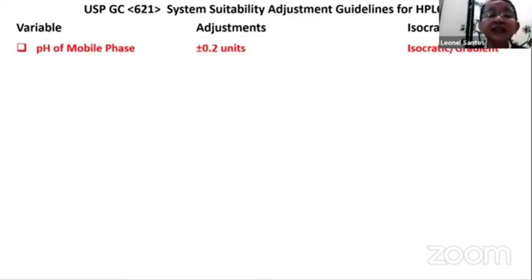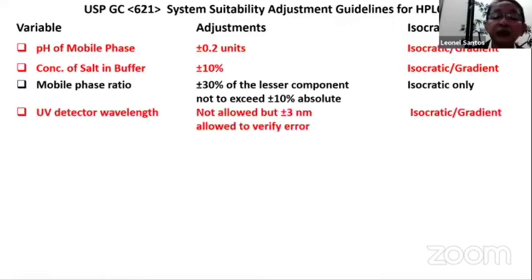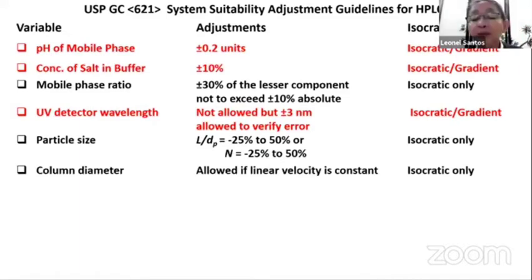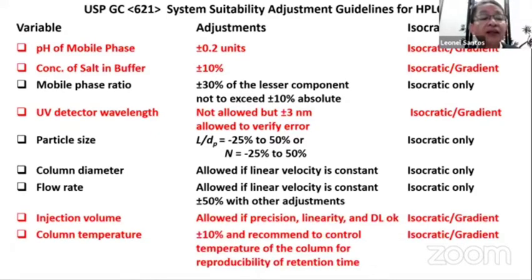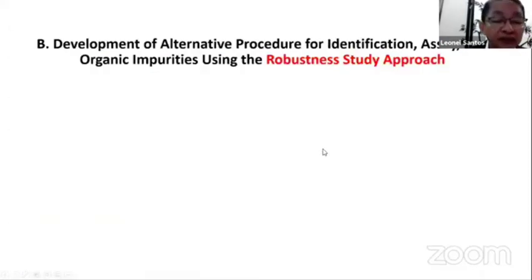So in the system suitability adjustments, you have the list of variables listed here with the adjustment. Again, I mentioned to you earlier that you have to pay attention whether your system is isocratic or gradient, because some of them are only limited to an isocratic system. I showed you this slide earlier, but this is more on the allowable adjustments, and I'm highlighting only those systems that are isocratic and isocratic or gradient. There is a difference in system suitability adjustment between different pharmacopoeias.